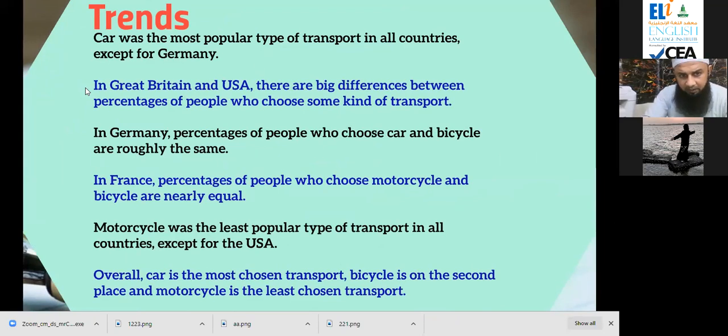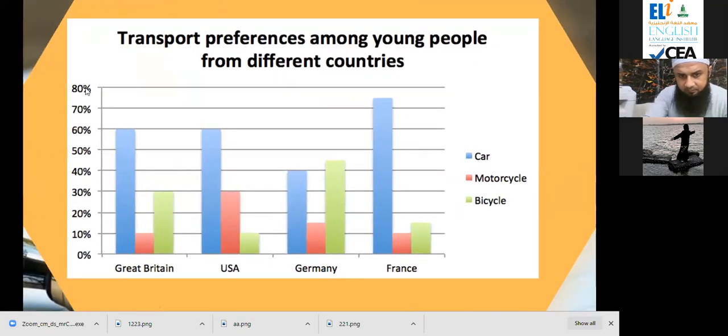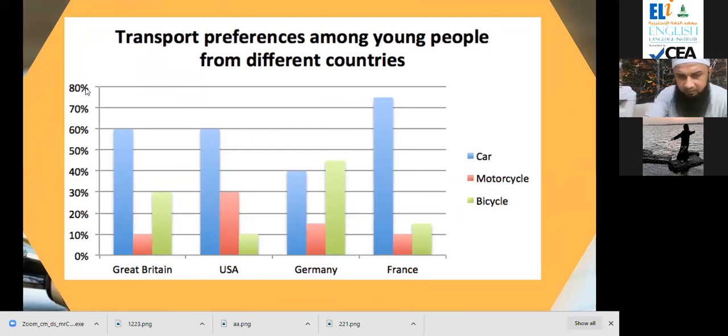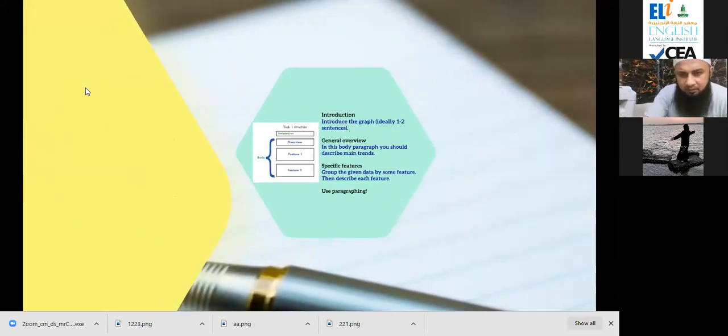In Germany, the percentage of people who choose car and bicycle is roughly the same. Look at Germany, car and bicycle, roughly the same. A very short portion goes up, there's 3%. A small fraction of bicycle is higher. And then you can describe that as well.